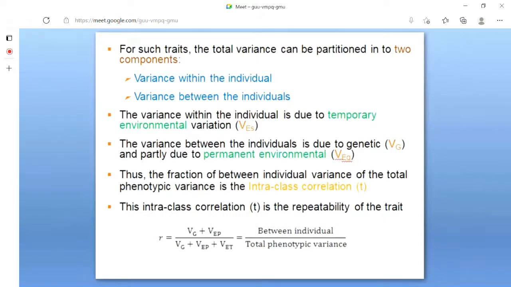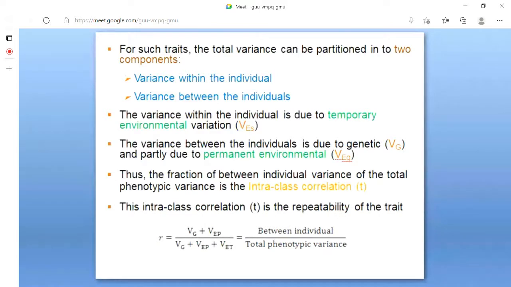In the first farrowing, the litter size is 10 piglets; in the second farrowing, 12 piglets. That variation may be due to the temporary environmental variations. We call it the temporary environmental variation.